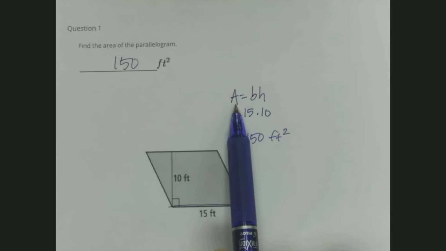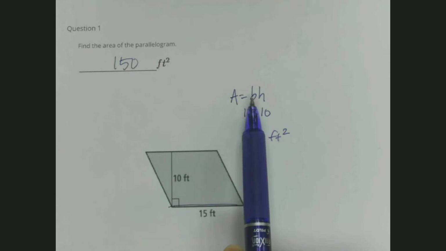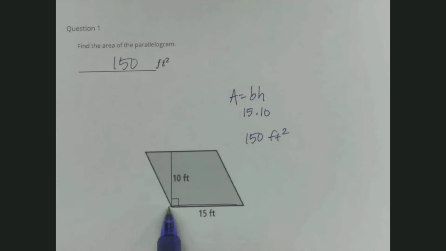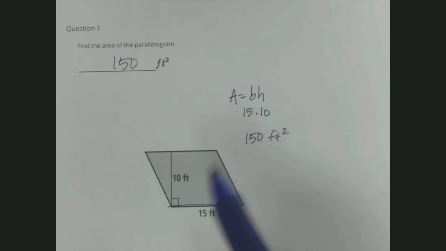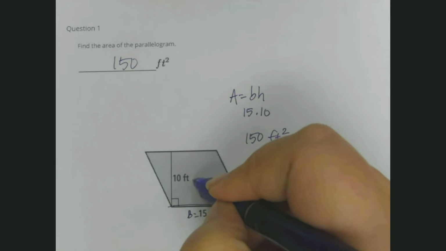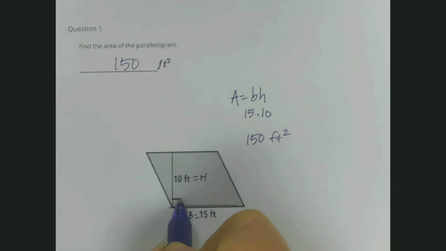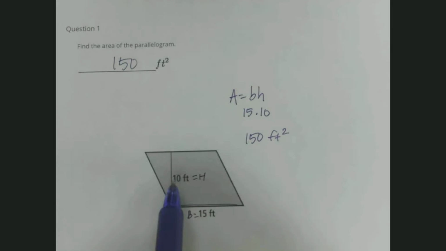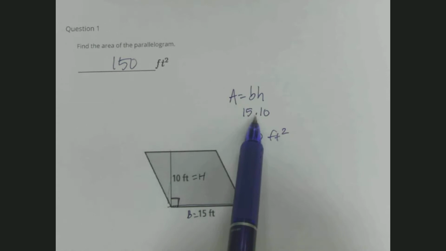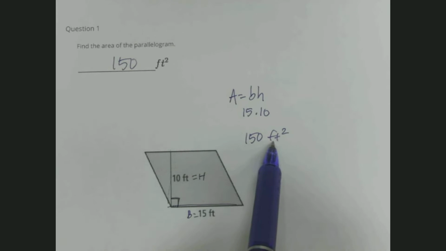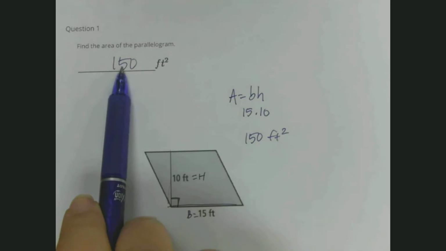So just a reminder, the area for a parallelogram is found by multiplying base times height. The base of this parallelogram is 15, and the height equals 10. Remember, the height is always found where there's a right angle, because it has to be a straight line. So 15 times 10 is 150. And then it's feet squared, so 150 feet squared.